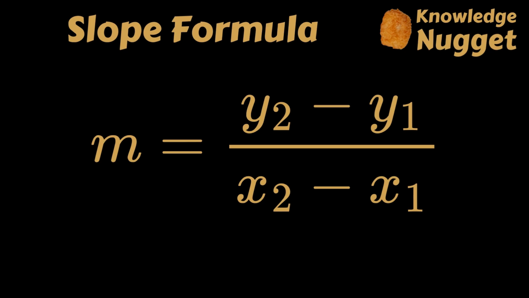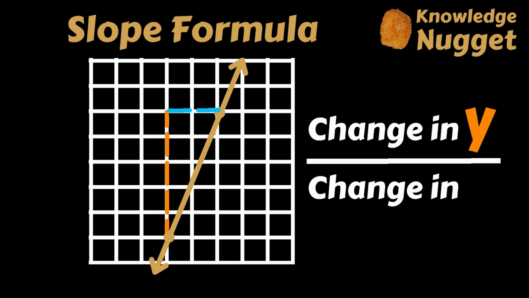Do you remember the slope formula? If you've forgotten the slope formula, you should probably write this down. M, which is the slope, equals y2 minus y1 divided by x2 minus x1. I like to think of it as the change in y divided by the change in x.